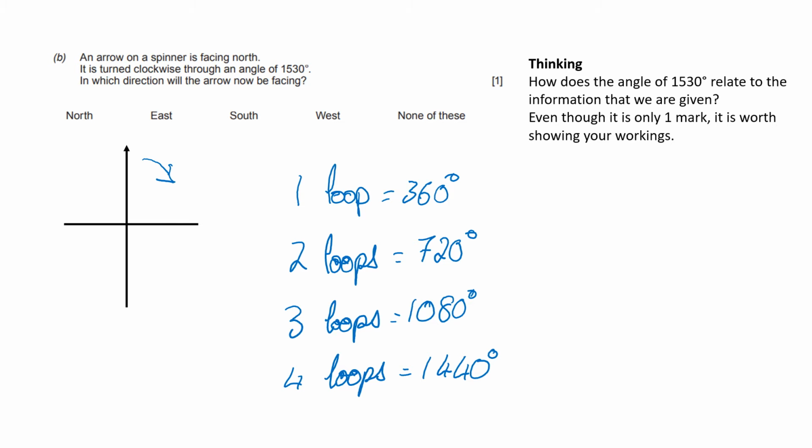So if we actually work out 1530 take away 1440, we've actually got 90 degrees left. So what we're saying is that eventually we are going to end up facing this way, 90 degrees, because one loop is 360, then the second loop takes me back to north, the third loop takes me back to north, the fourth loop takes me back to north, and then I'm left with 90 degrees. So we are facing east, and that is the one that we circle.